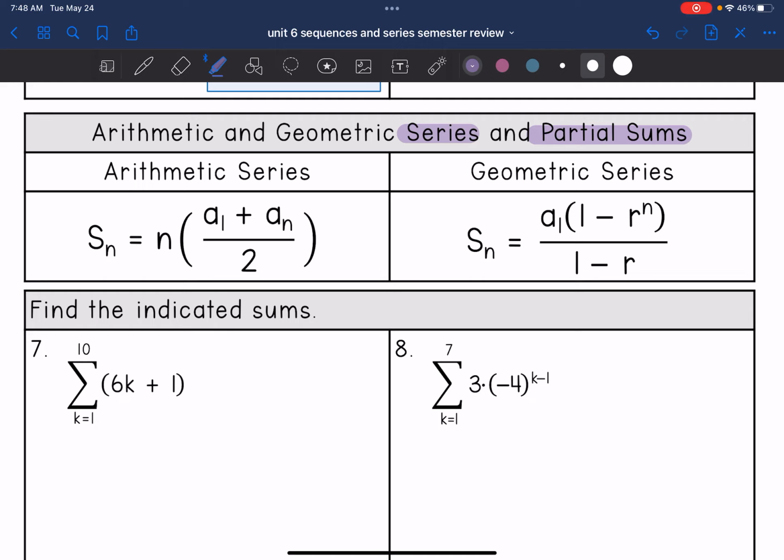Each kind of series has its own formula. So for arithmetic, we're going to follow this one. For geometric, we're going to follow this one. And just remember that if it's an arithmetic series, it's going to look like a linear equation. And if it's geometric, it's going to be exponential. That's how you tell the difference.